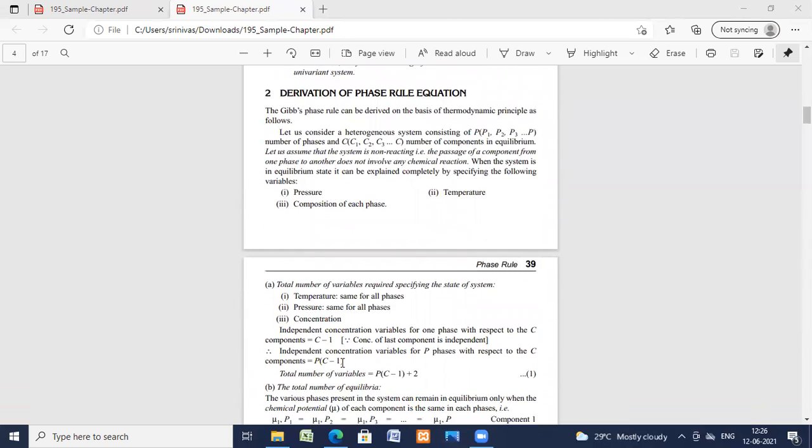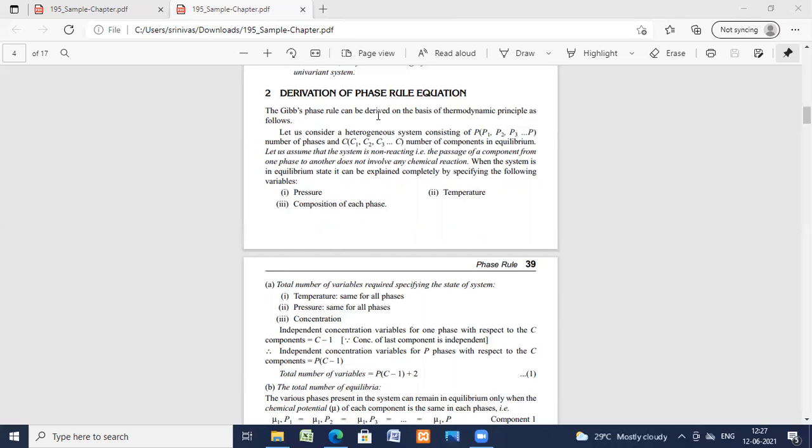Let us see the derivation of the phase rule equation. The Gibbs phase rule can be derived on the basis of thermodynamic principles. Based on these principles, this phase rule was defined for us. The number of degrees of freedom of a system is the number of factors, namely temperature, pressure, and concentration of the components, which can be changed without altering the number of phases. That is the degrees of freedom.